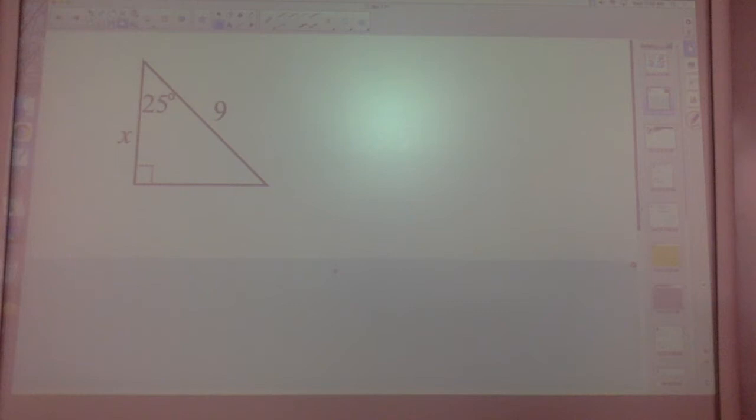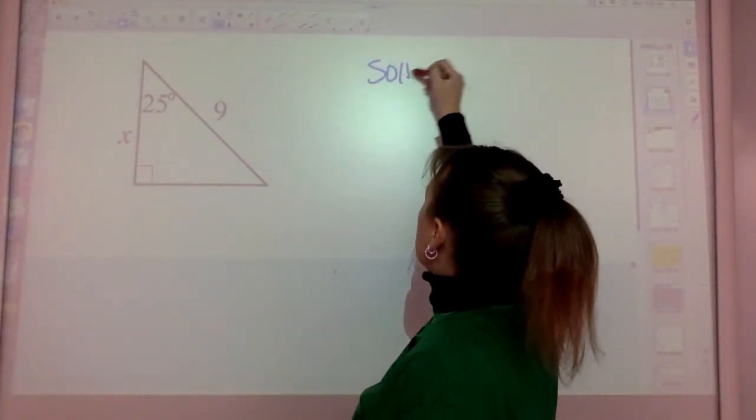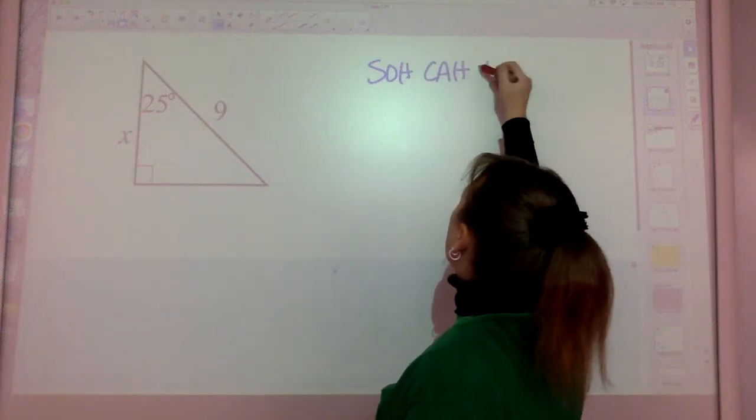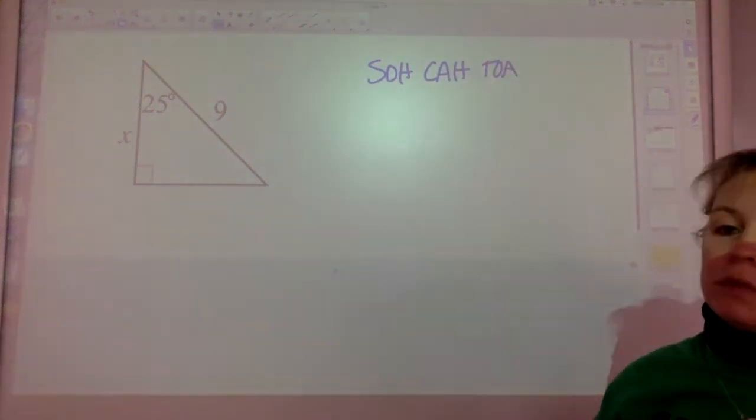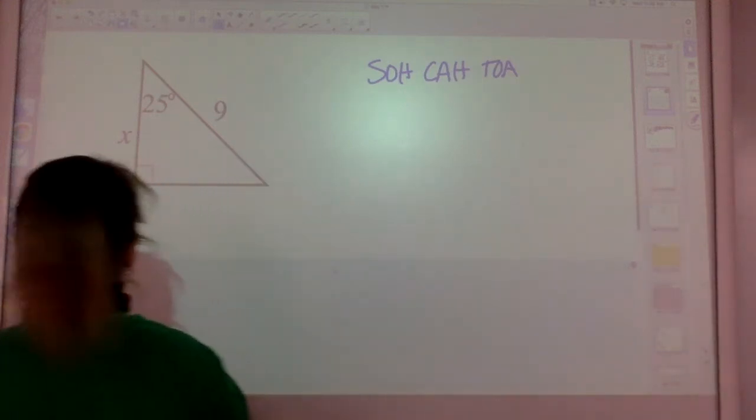25 degrees up in that corner. We're only looking for x this time, so that's nicer. It's a little shorter. Every time, the issue for most students is, how do I know which one to use? Should I use sine, cosine, or tangent? It all depends on the angle you're working with.